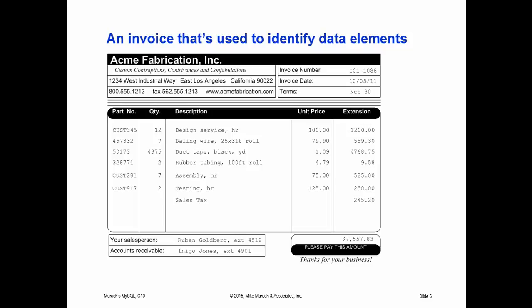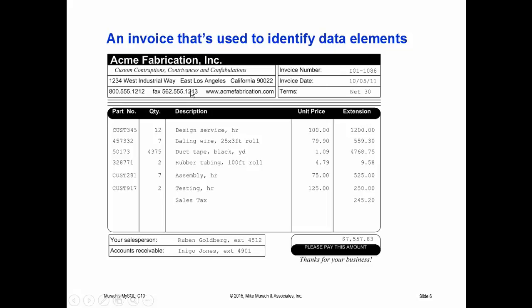So when you take a look at the picture that's here, this is step 1, and the author's starting to talk about this actual paper invoice that a company has that's used, as it says, to identify data elements. So you can see you're going to have some invoice information here.